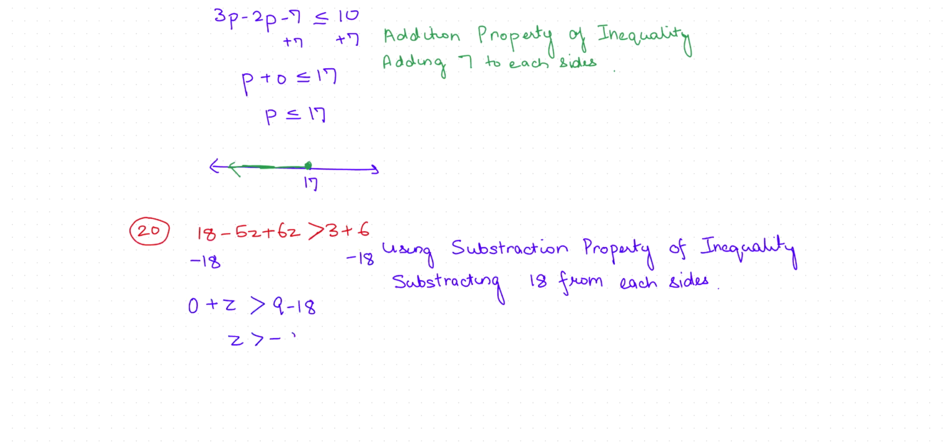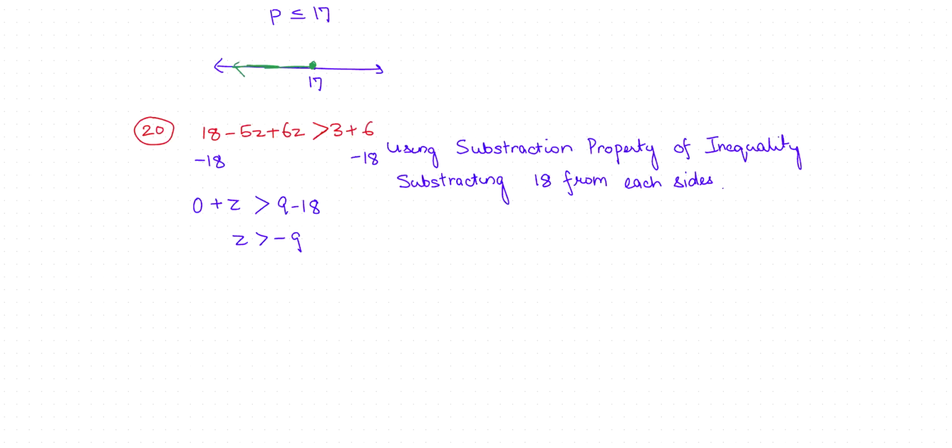Now let's graph this. This is 0, and this is -9. Here we see there is no equal to sign, so we will put an empty circle like this. And it is greater than -9. Sorry, this side. So it will be like this.